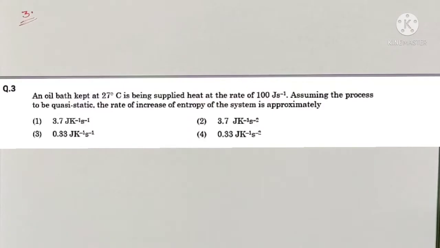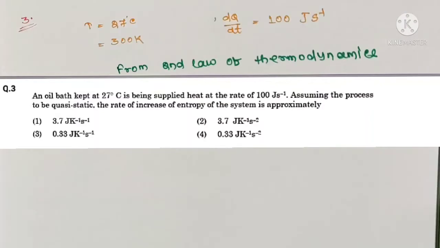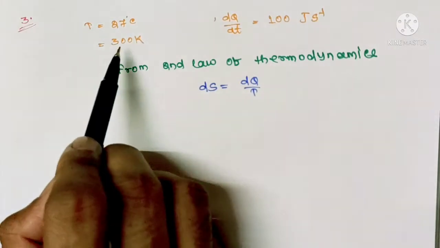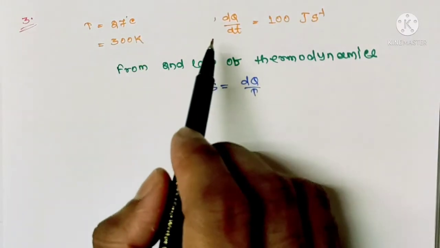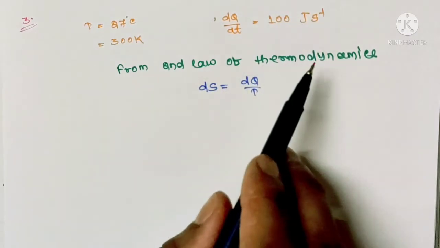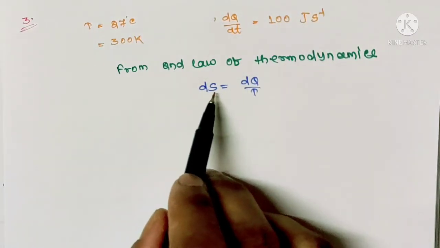Question number 3. An oil bath kept at 27 degrees Celsius is being supplied heat at the rate of 100 joule per second. Assuming the process to be quasi-static, the rate of increase of entropy of the system is approximately. So the heat bath is at temperature T, that is 300 Kelvin, and heat is being supplied at the rate 100 joule per second. From the second law of thermodynamics, we have dS equal to dQ by T.